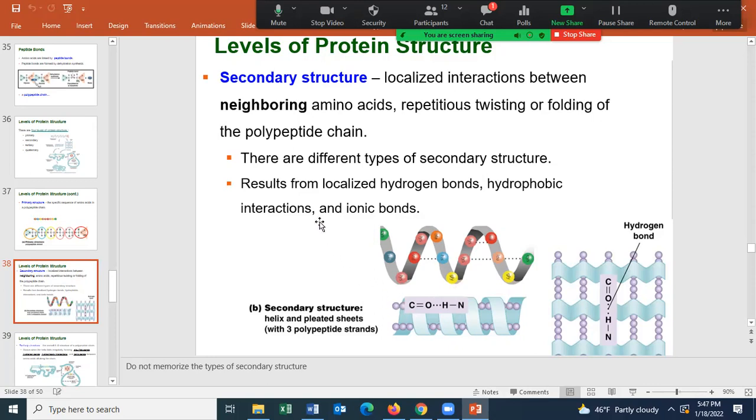Any questions about all of the different types of interactions that can happen in the secondary structure?